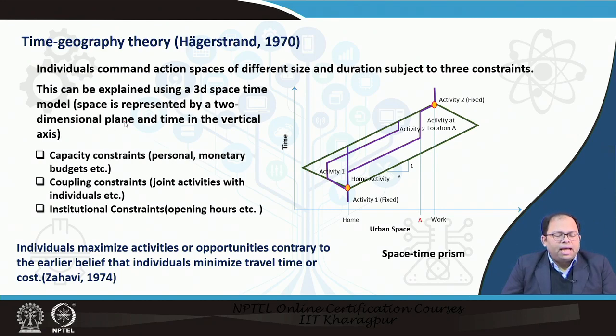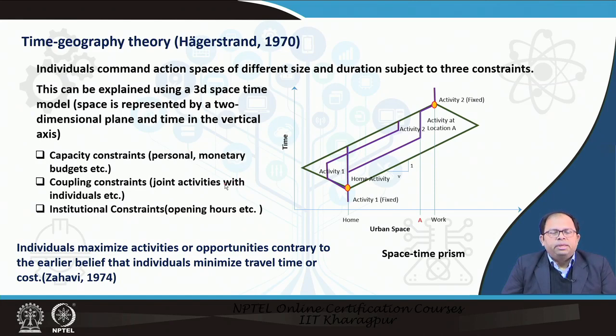So this time geography theory also considers three kinds of constraints. One is the capacity constraint, which includes personal and monetary budgets, which means he may be an old person, so he is not capable of doing certain activities, or he doesn't have the money, so he cannot do certain activities. Or it could be a coupling constraint, that means he has to do joint activities with other individuals, for example he has to take his kid to school. So that has to be done together.